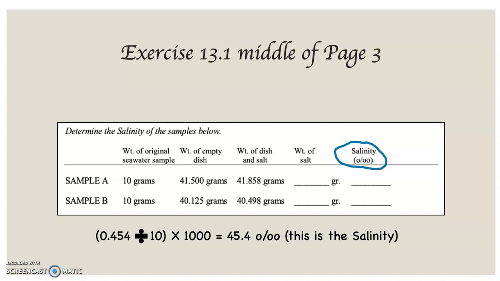That's your answer. You like that? Think you could do this? 45.4 parts per thousand. That's very salty water. That would go where salinity's at. See where salinity's at? You put 45.4 parts per thousand. Very good.